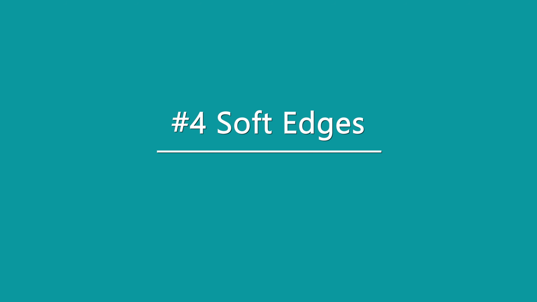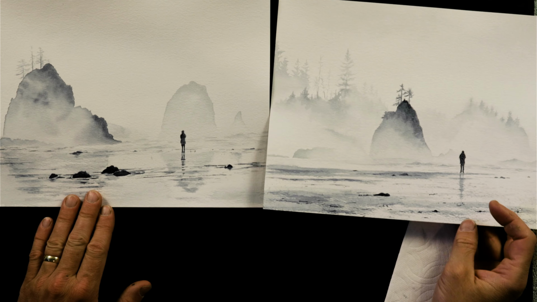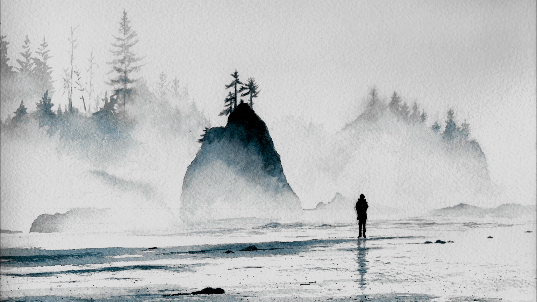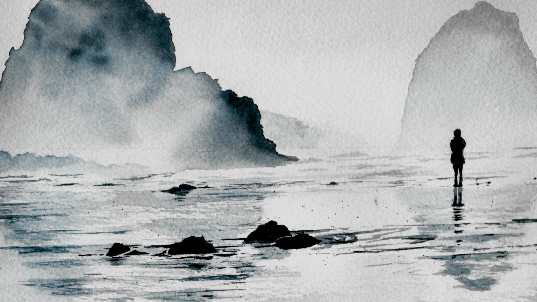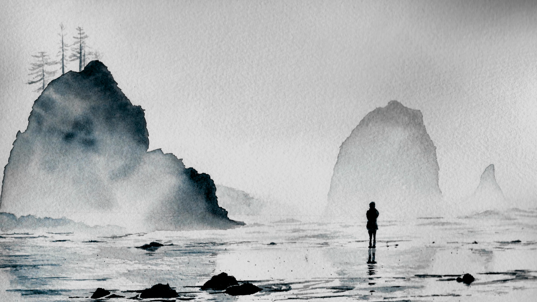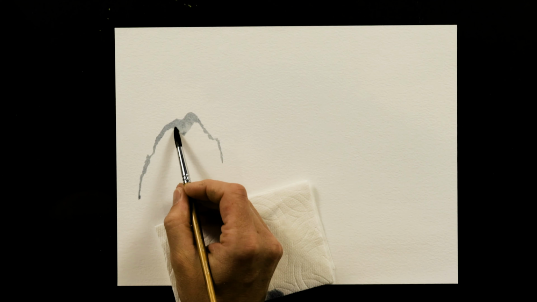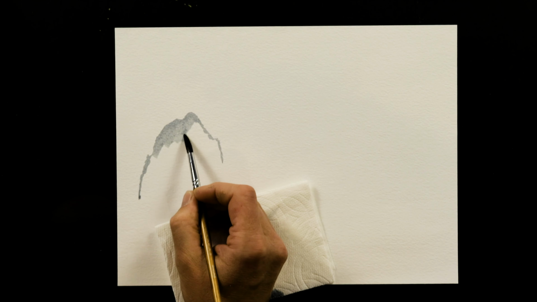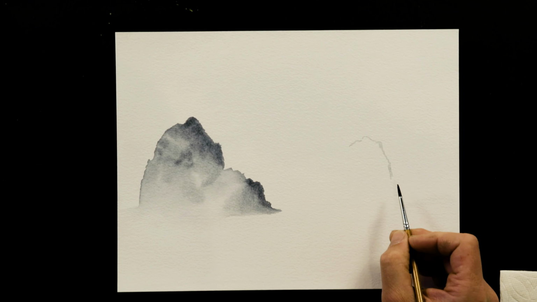The fourth secret in creating depth in your watercolor painting is soft edges. Look at these 2 paintings of a foggy Washington coastline. Not every edge is sharp. In fact, most aren't. Objects in the distance often have soft, lost edges. The atmosphere softens them. Moisture softens them. Distance softens them. So when painting a distant tree line, try painting wet into damp paper. Allow some of those edges to disappear.